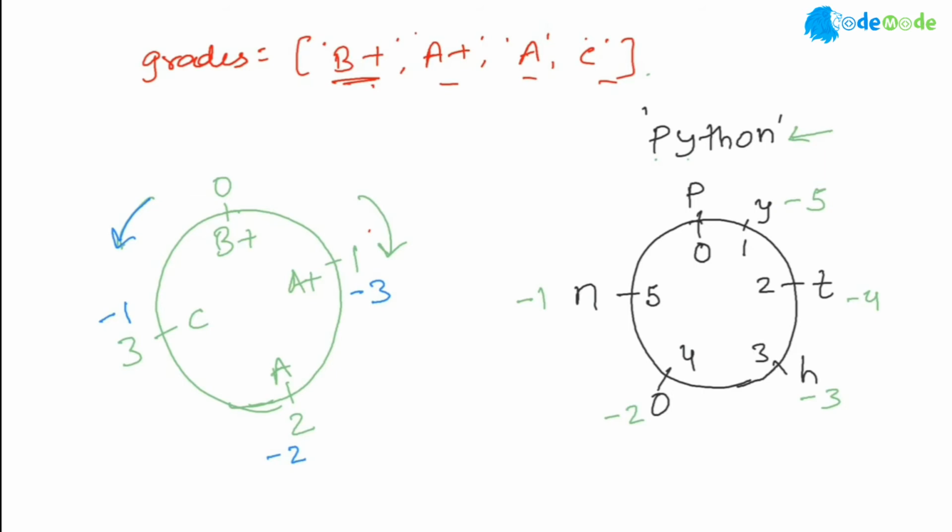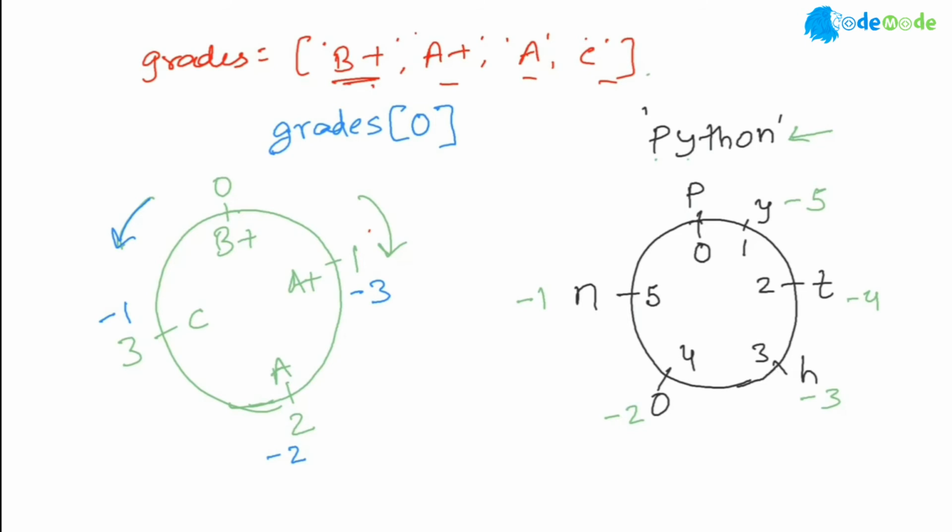If I want to get A plus, all I have to do is say grades, and I put this square parenthesis. If you do this in front of the variable, that means you are trying to get a value based on the position number or index. So grades, and if I pass the value 0 here, this will return me B plus.